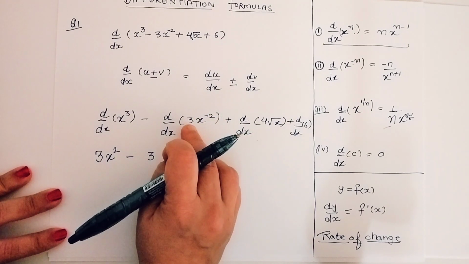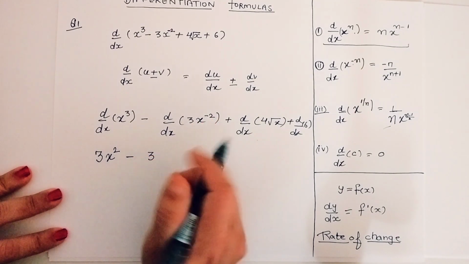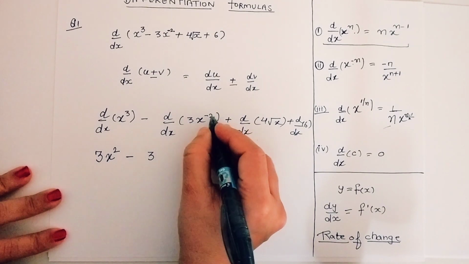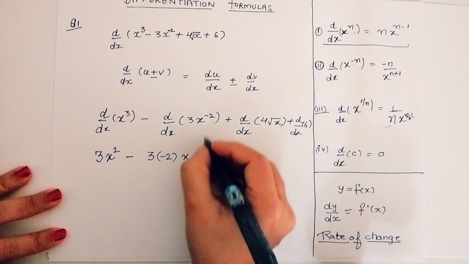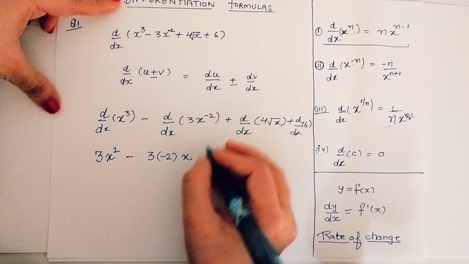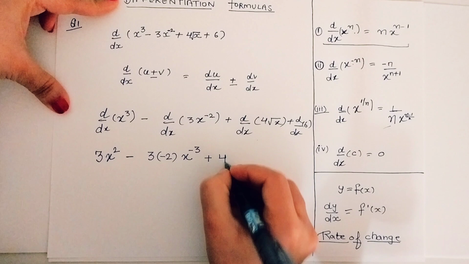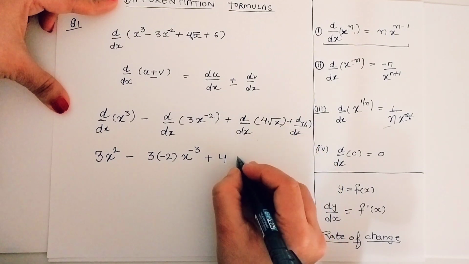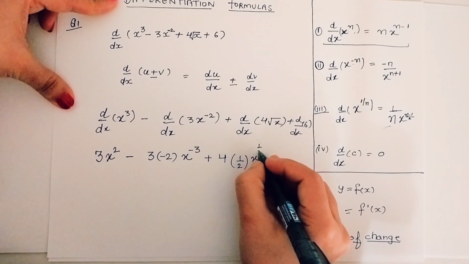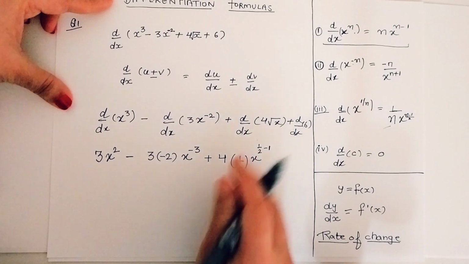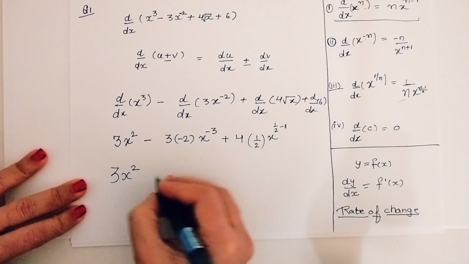If we have any constant with a variable, we write the constant as it is and then differentiate the variable. So what will be the differentiation of x raised to power minus 2? Minus 2 and x raised to power, we just subtract 1 from the power, so it will be minus 2 minus 1, that is minus 3. Plus 4 under root x, meaning x raised to power 1 by 2. 1 by 2 will come here, x raised to power 1 by 2 minus 1. And the differentiation of this part is 0. So we get 3x squared.